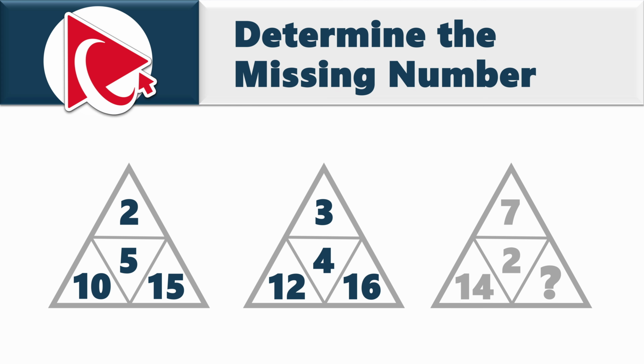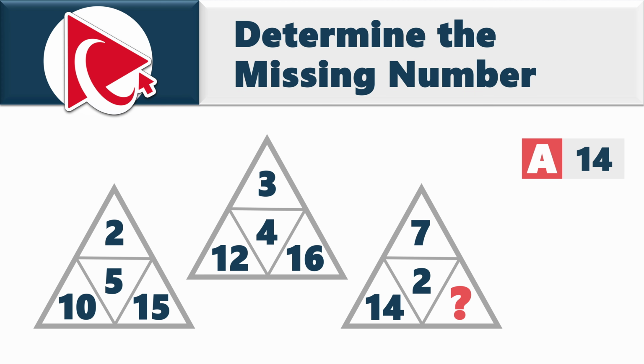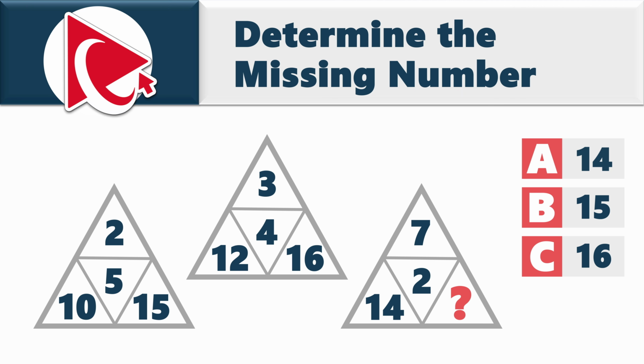In the third triangle the numbers are 14, 7, number 2 in the middle, and then comes the missing number, which you need to calculate and select out of 4 possible choices. Choice A, 14, choice B, 15, choice C, 16, and last but not least, choice D, 17.